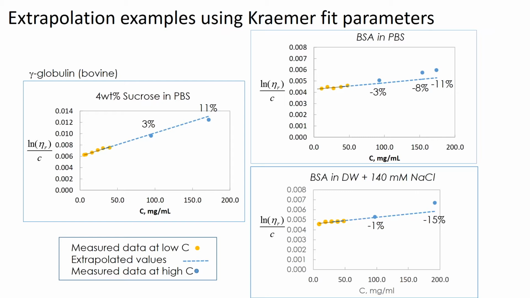And basically what we've done is we've taken this dilute parameter fit and extended it out to compare it to the data that we actually have. So what we see is that in some instances we're overestimating. In the example of the sucrose solution with the gamma globulin, depending on the exact concentration, we're overestimating a bit, 3 to 11%. On the BSA, we tend to underpredict anywhere from -1 to -15%.